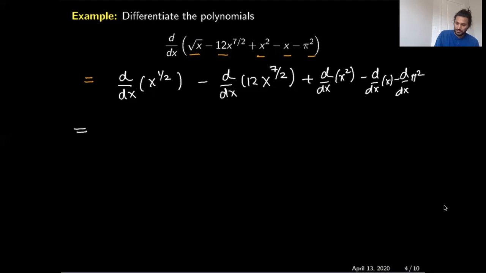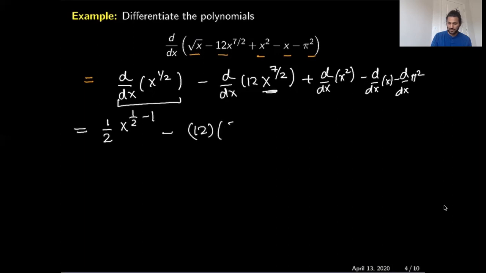So here x to the power 1/2, I will drop the power and take 1 from the power to calculate the derivative of this function. So this is a power rule. The derivative of the next term is 12 times the derivative of this power function, which is a 7/2 x to the power 7/2 minus 1. So when the constant is multiplying to the function, you just basically don't take the derivative of the constant. You multiply the derivative of the function to that constant.